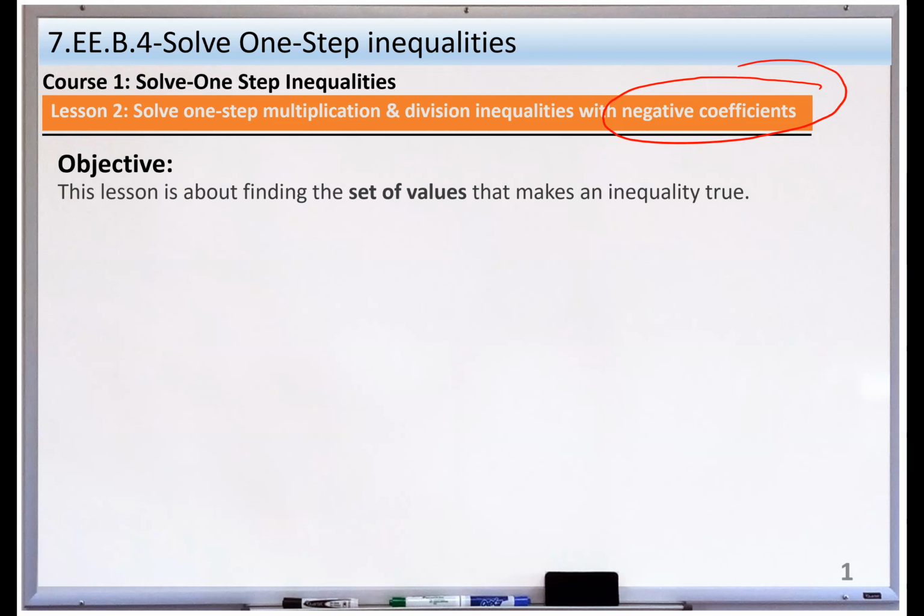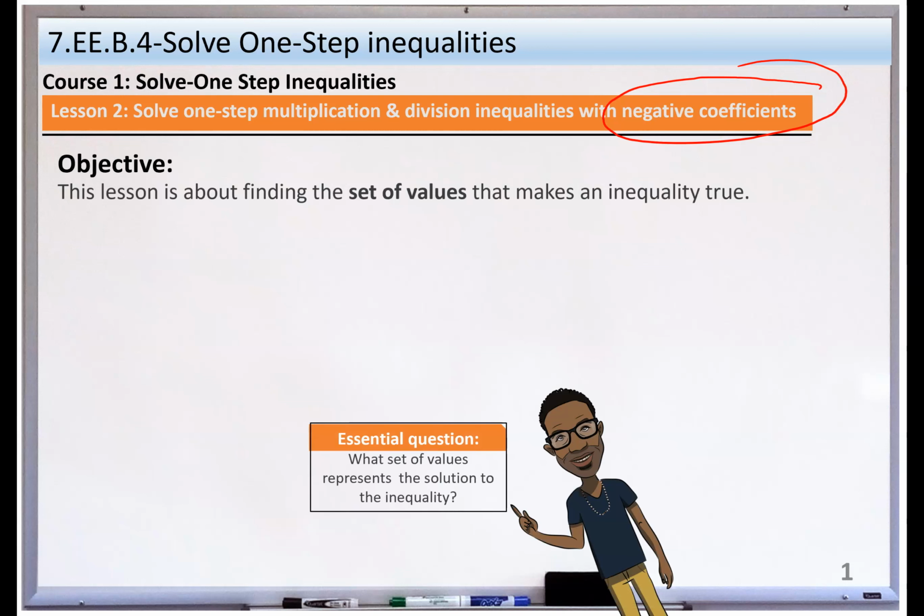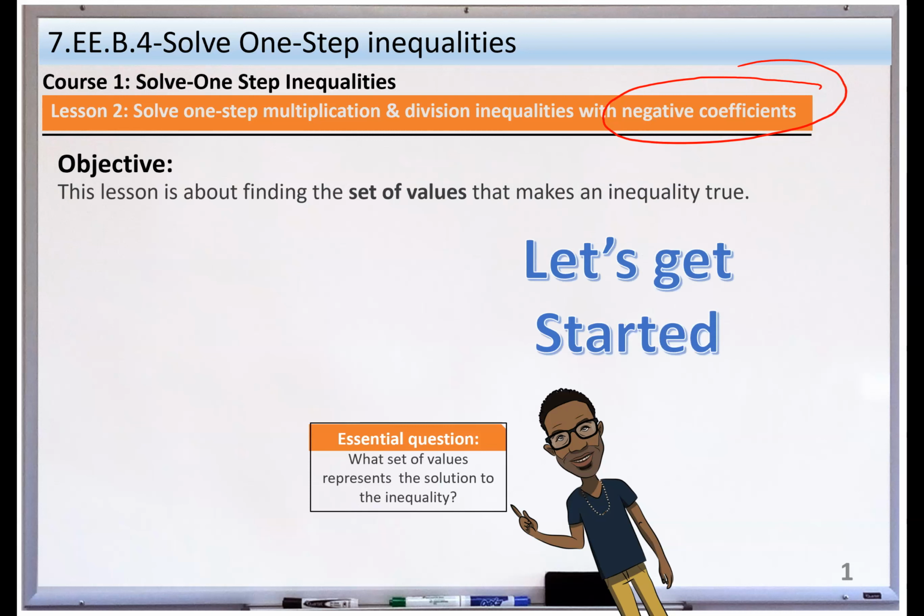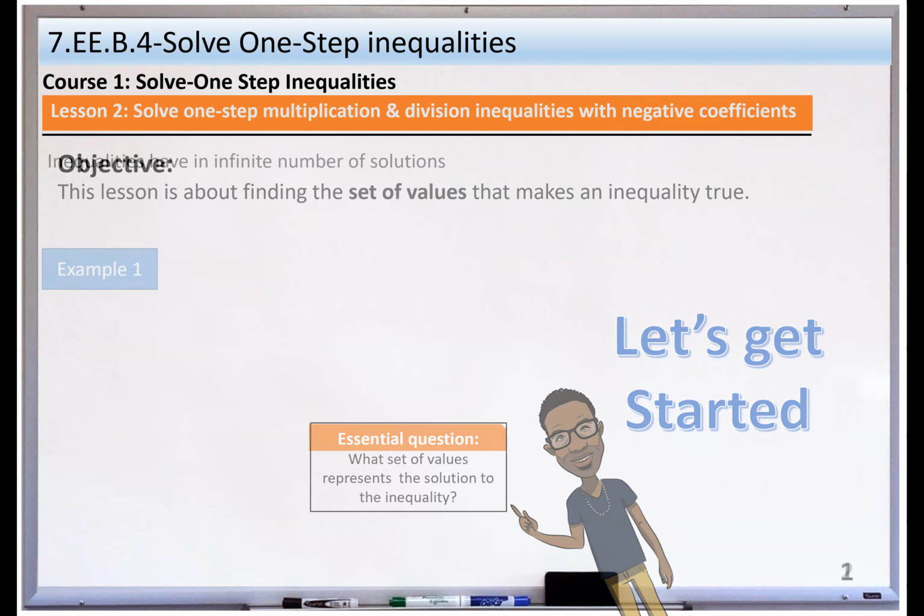This is lesson 2, solving one-step multiplication and division inequalities, and specifically talking about negative coefficients because it makes a difference. It's a pretty important lesson. It's easy to make mistakes, and something you'll use a lot going forward, but if you just know how it works, it's no problem. Again, we're still looking for the set of values that makes an inequality true, or the set of solutions. Let's get started.